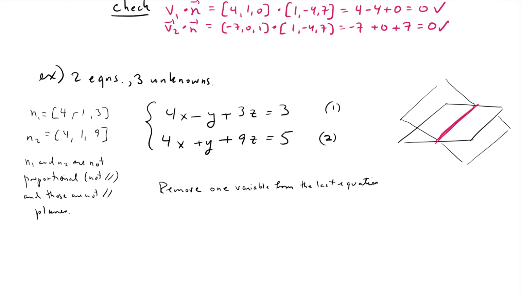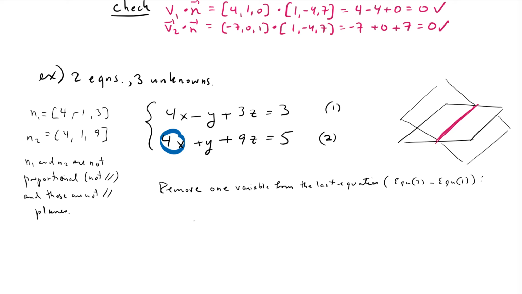Okay, how do I do that? Well, look, I could actually remove 4x by subtracting equation 1 from equation 2. So I'm going to do equation 2 minus equation 1. This is what I'm going to do here. So if I do equation 2 minus equation 1, 4x minus 4x is 0, so it disappears.